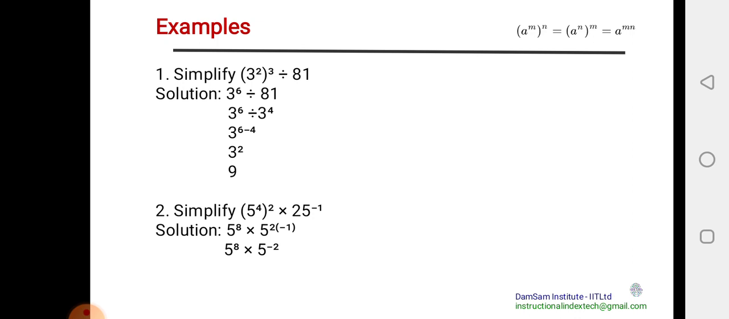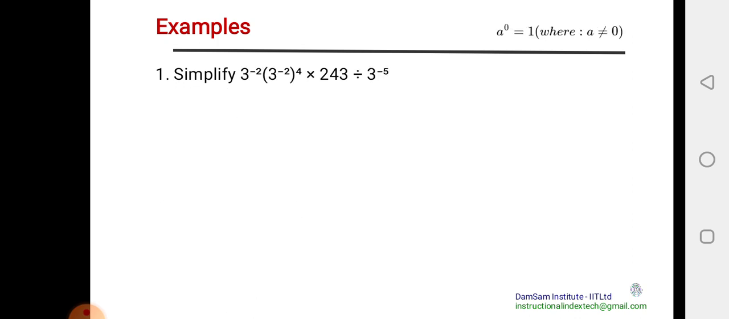And we can perform the power once they have the same base now. 5 raised to power 8 minus 2, which is 5 raised to power 6. And we can numerically have the result to be 15,625. Let's look at another example.